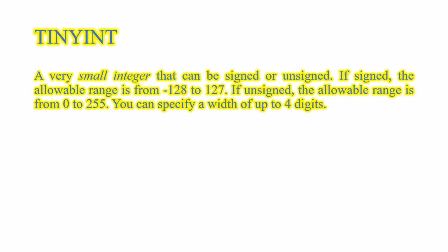Second type of numeric data type is tiny int, a very small integer that can be signed or unsigned. If signed, the allowable range is from -128 to 127. If unsigned, the allowable range is from 0 to 255, just double of the previous. You can specify a width up to 4 digits.